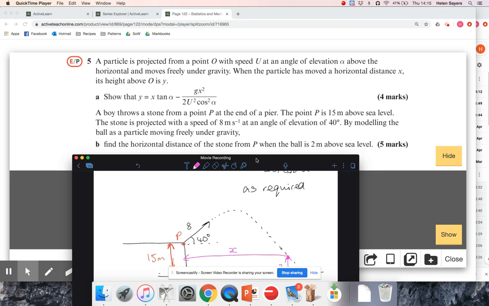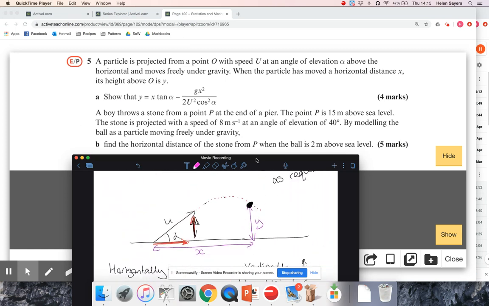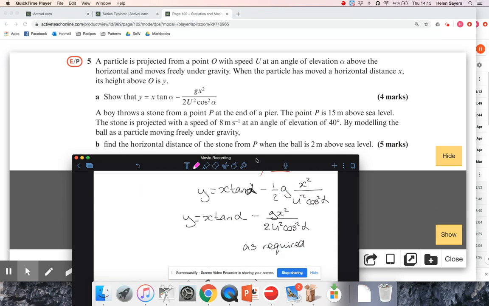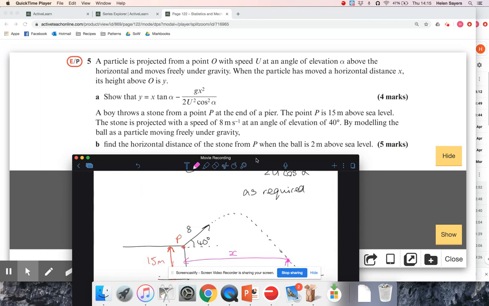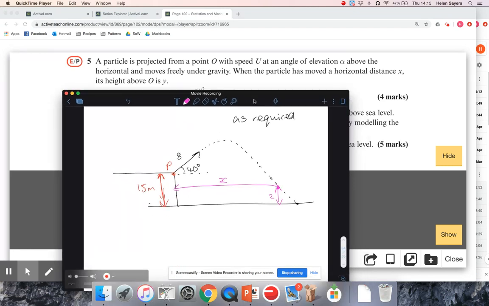So I can use my previous answer, I just have to be really careful about what I use for Y. Because when I answered part A, Y was relative to the start position. So if we figure this out, I think this is quite a nice 5 marks to earn. So let's move it up so you can see it a bit better.